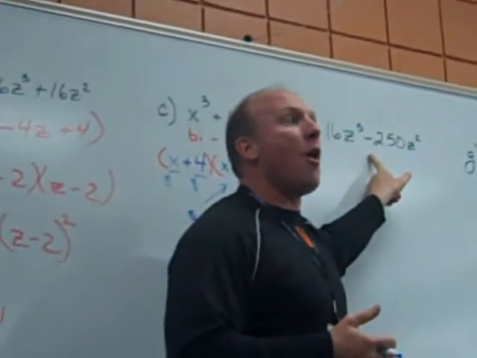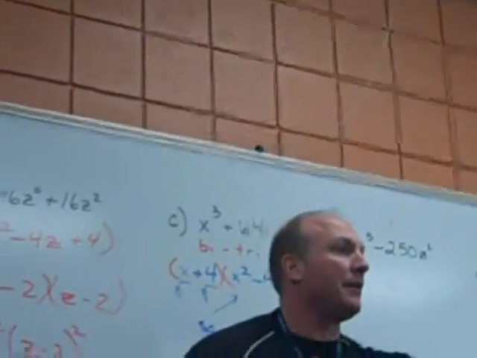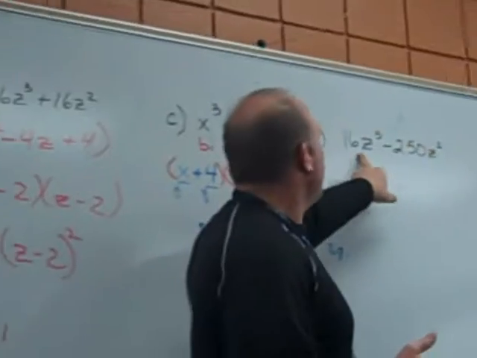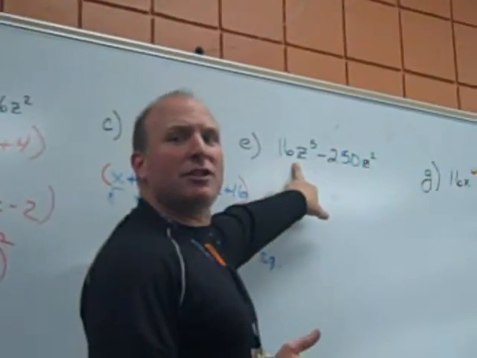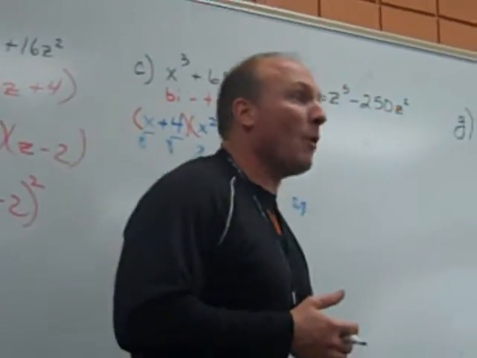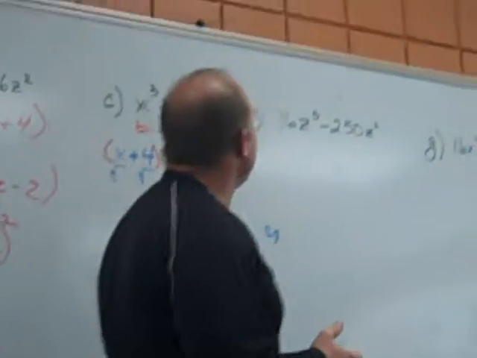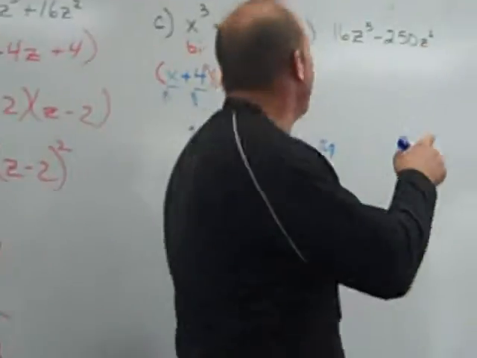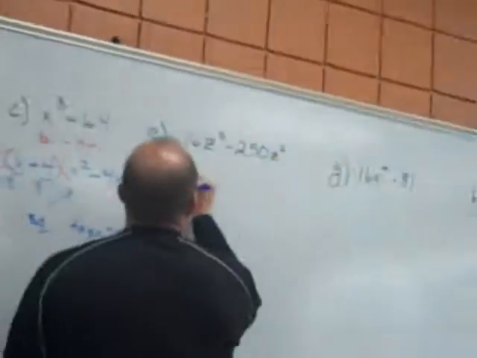What do we look to do always first? GCF. We're on fire, baby. Is there anything you can take from both of these? What? 4. I don't think 4 goes into 250. 2. How about the entire z squared? Exactly. So this becomes what?